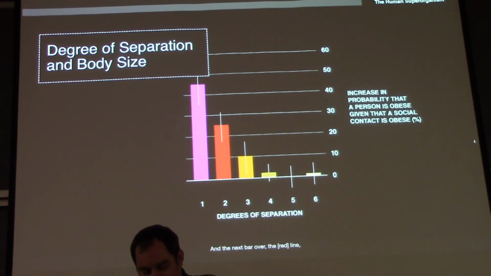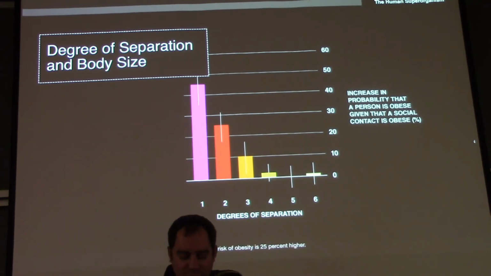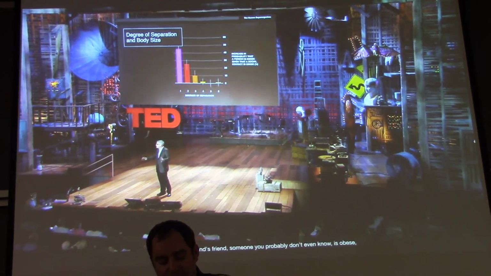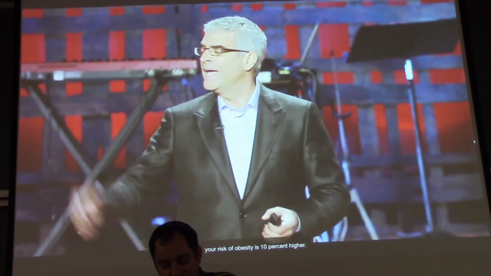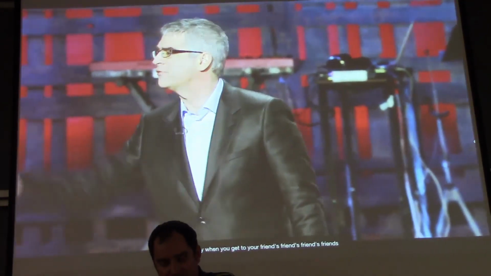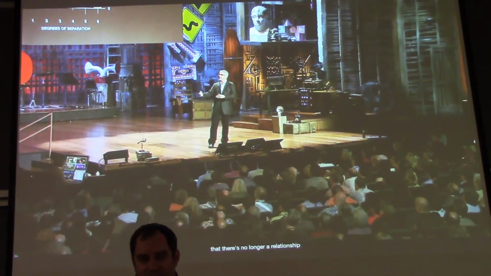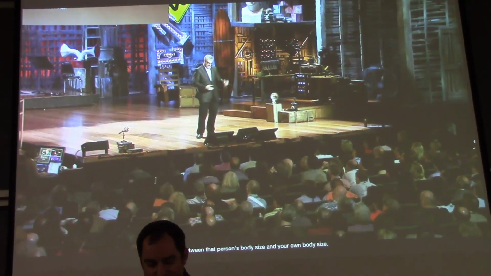And the next bar over, the orange line, says if your friends' friends are obese, your risk of obesity is 25% higher. And the next line over says if your friend's friend's friend, someone you probably don't even know, is obese, your risk of obesity is 10% higher. It's only when you get to your friends' friends' friends' friends that there's no longer a relationship between that person's body size and your own body size.